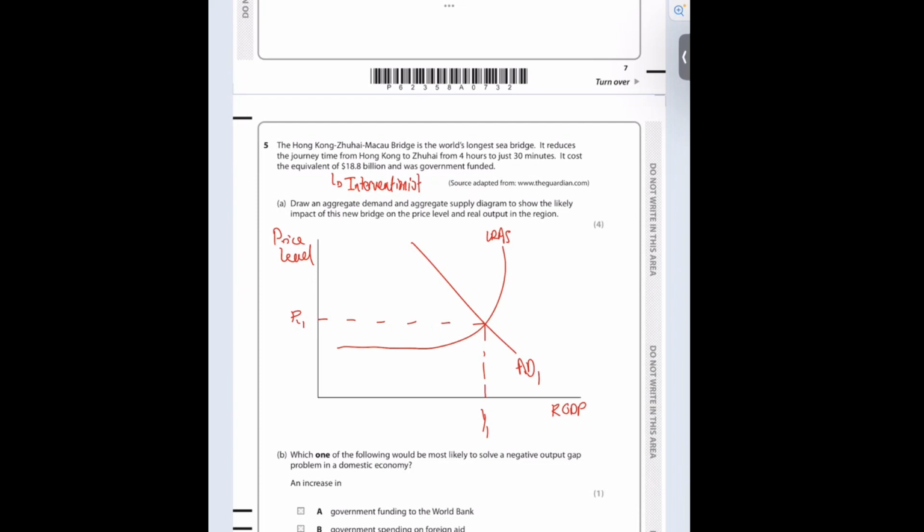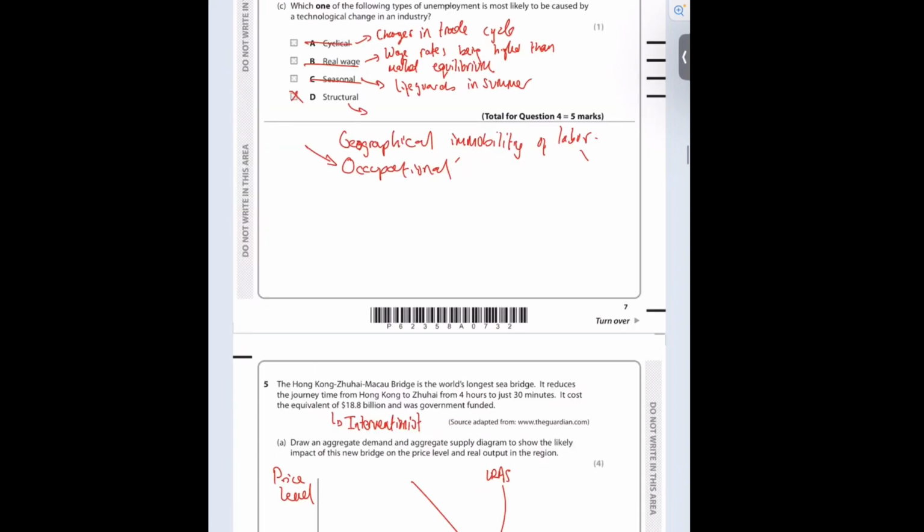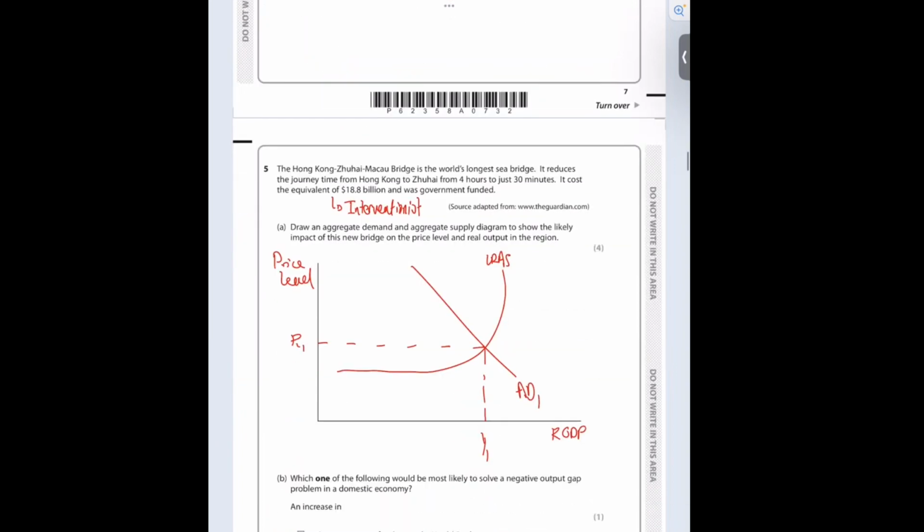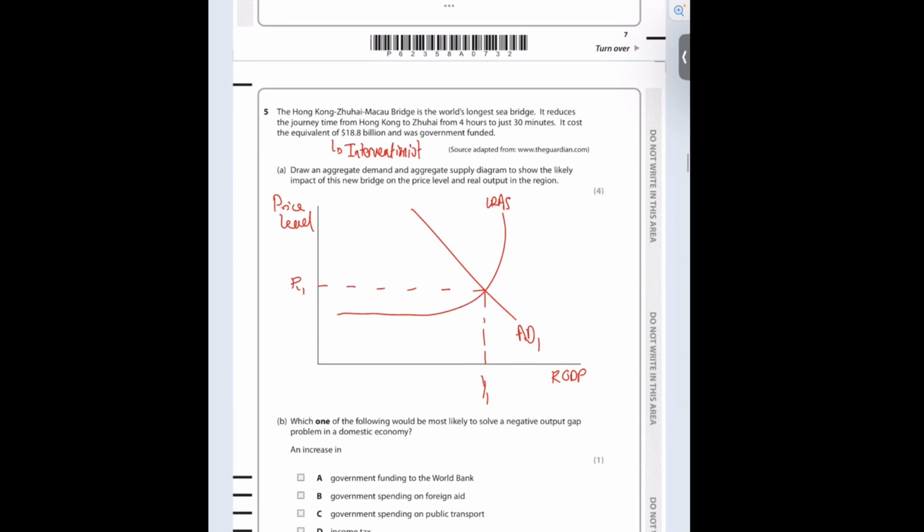They're directly intervening to build infrastructure to make it easier to move from one place to the other. They're also reducing geographical inability of labor, which we spoke about earlier, because now people can actually travel between those two cities in order to get to work in the equivalent areas. Now, I could actually draw an outward shift in AD because this expenditure is going to go on to some kind of good that the government are paying for. And that would be correct.